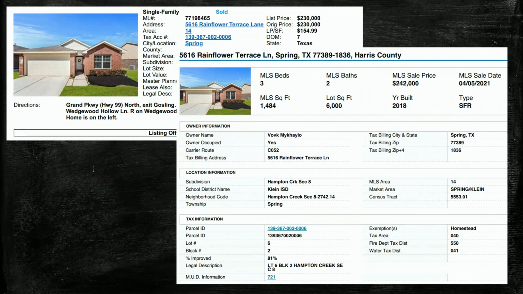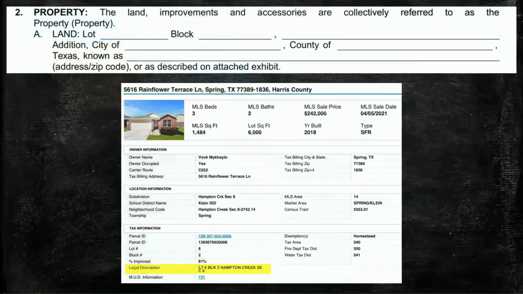I have seen a couple instances where there's been a glitch and the legal description on the listing is a little bit different than what's on the county tax appraisal record. So I always recommend that we go by the county tax sheet when we are looking for a legal description. And we will take the information from the county tax sheet and enter it into the 1 to 4 contract.